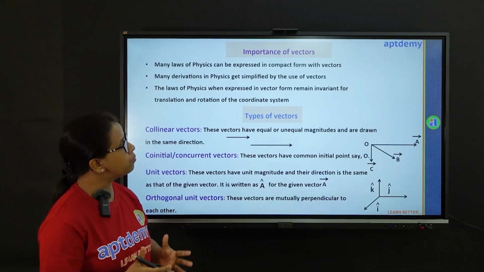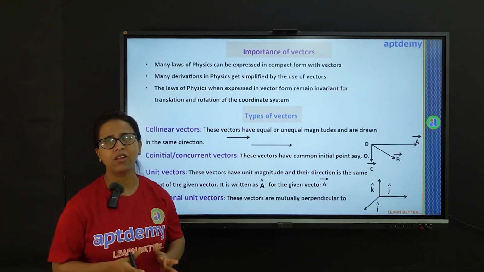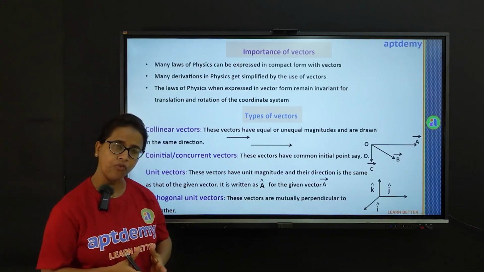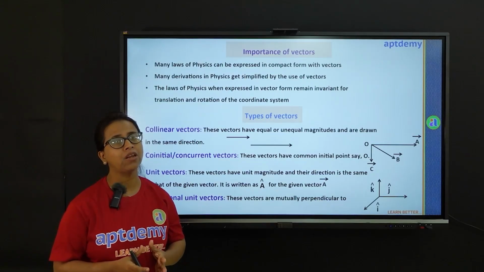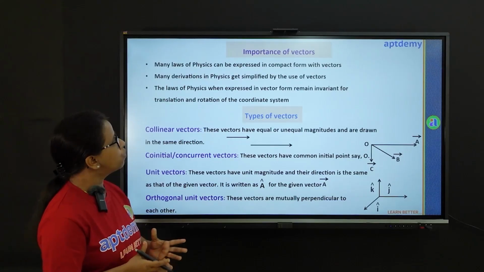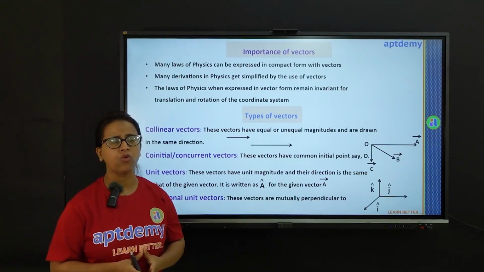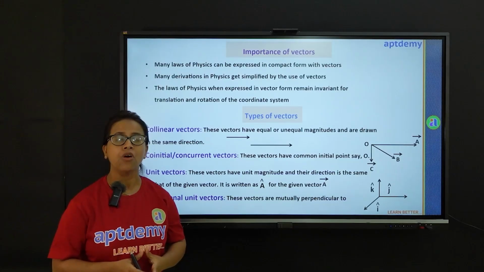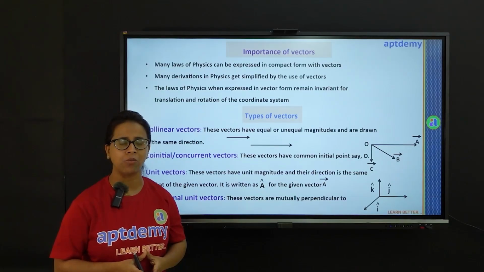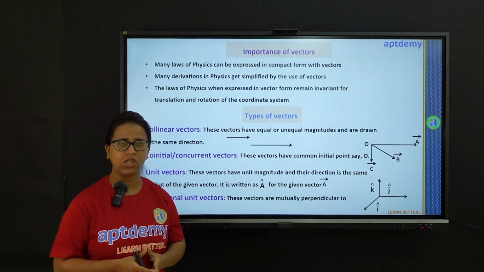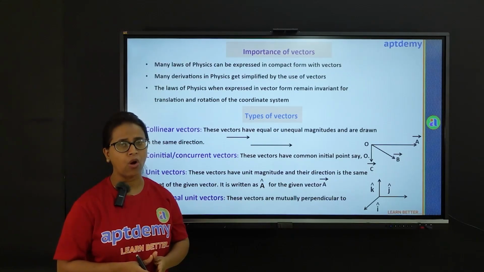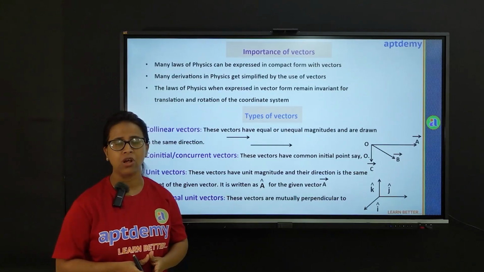The second importance of vectors is that many derivations in physics become simplified with the use of vectors. Moreover, the laws of physics remain invariant under rotation and translation when expressed in vector form. So whenever you are expressing the laws of physics in vector form and you are applying a rotation or translation of the coordinate system, then these laws do not change their form. But mind it, this is true only for a 2 pi or a multiple of 2 pi rotation of the coordinate system.